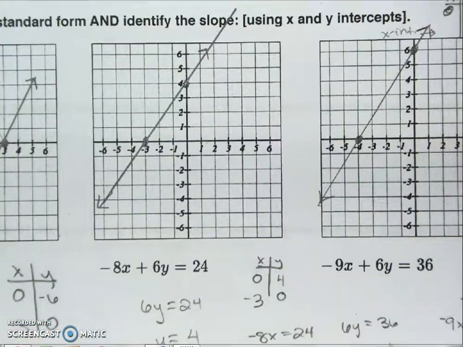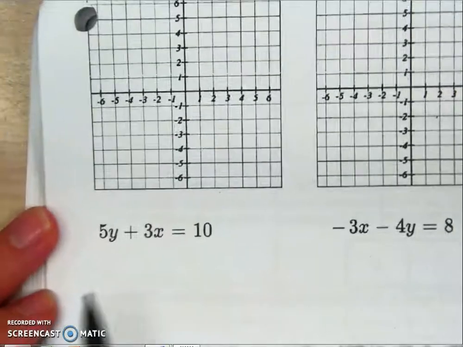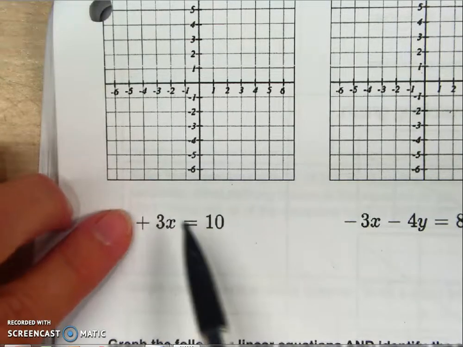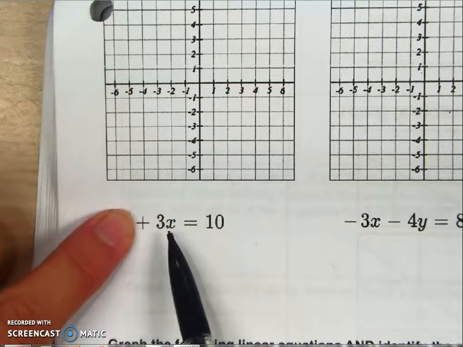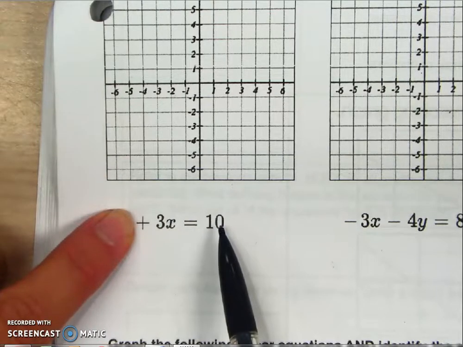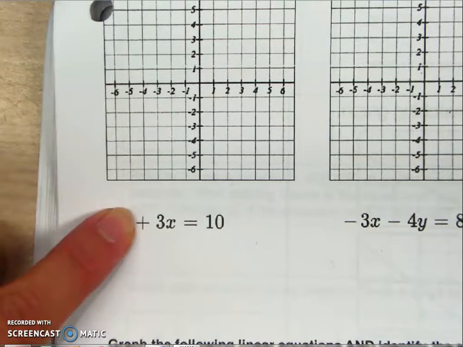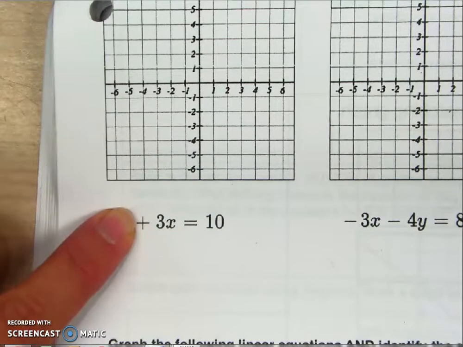All right, let's flip this over. And what if it doesn't work out nicely? So let's look at this one. If I were to plug in 0 for y on this one, I would end up with 3x equals 10. And 10 divided by 3 is not pretty. It's a fraction. It's still a number, but it's just not pretty. It's not easy to solve.